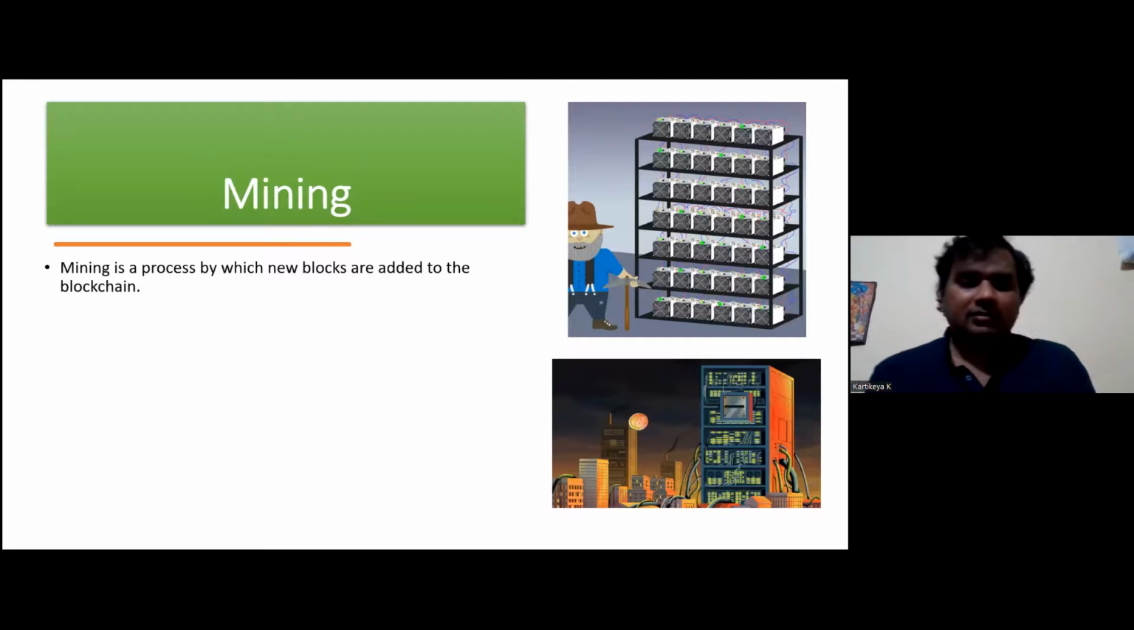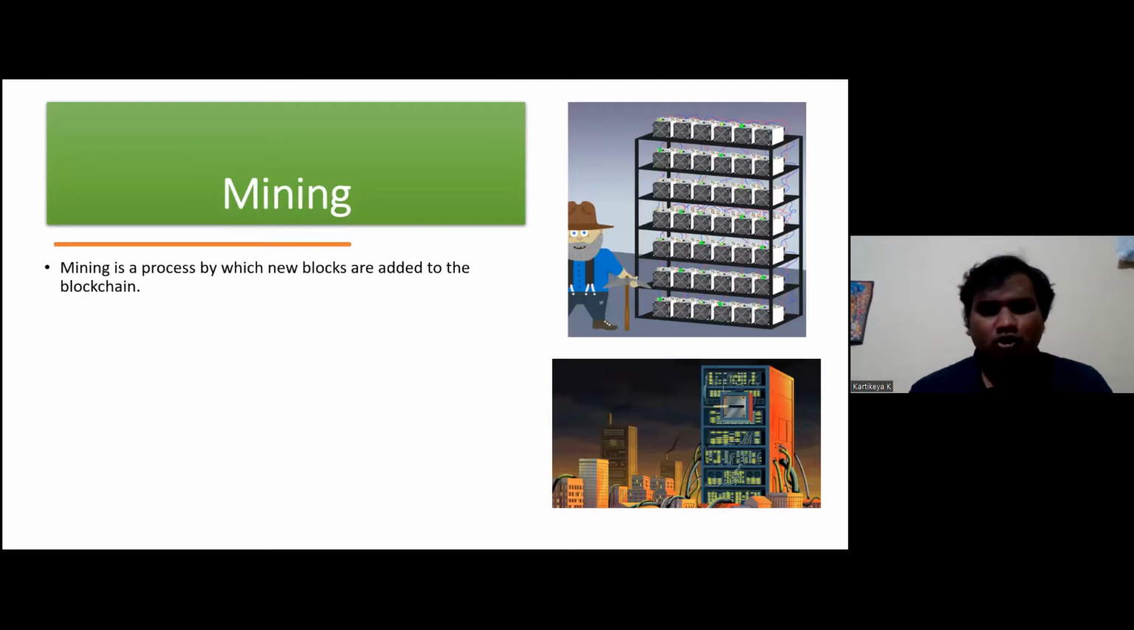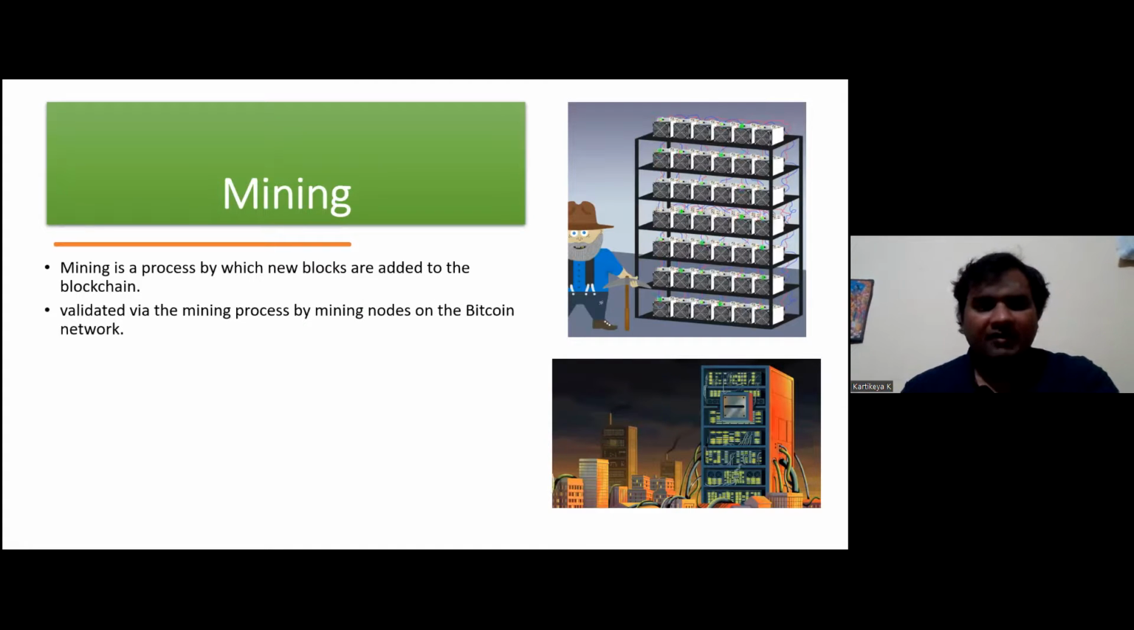Next, we shall see about mining. What is mining? It is a process by which new blocks are added to the blockchain and the transactions are validated by mining nodes in the network. For example, what happens in the blockchain? Generally, we generate a transaction and all the other nodes in the network validate the transaction, right? This validation of the transaction is called mining. Mining is a process by which new blocks are added to the blockchain.